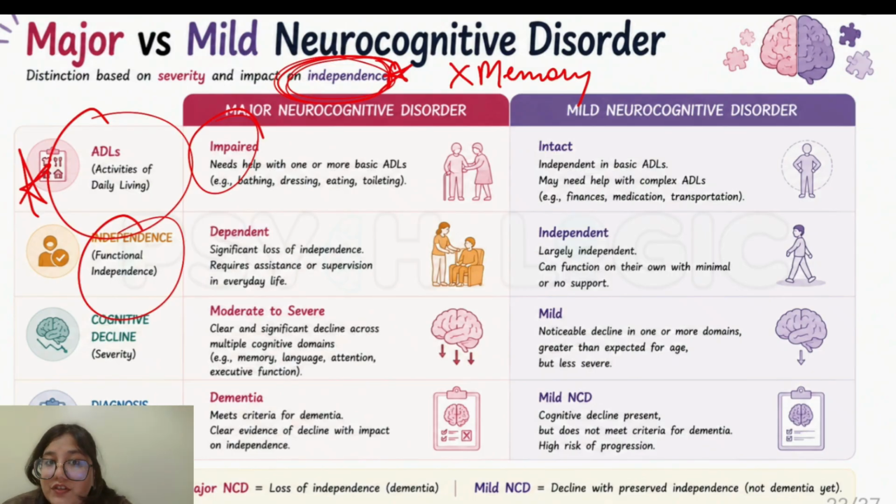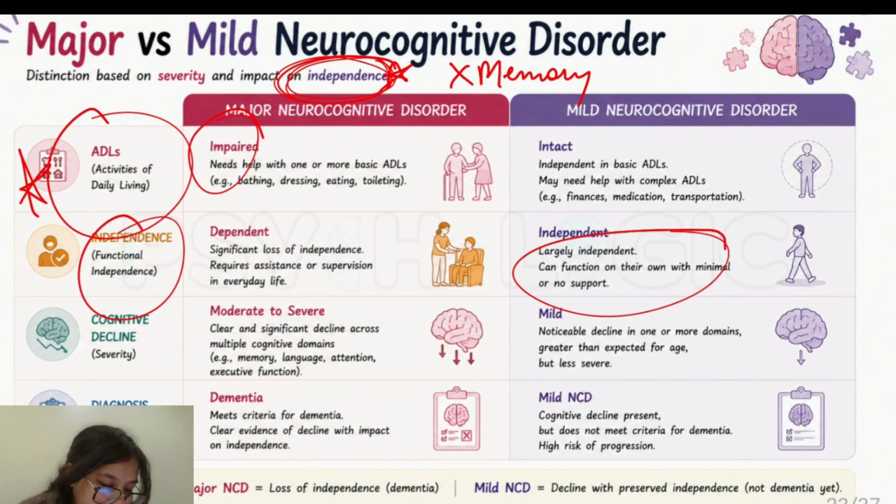Then comes independence. In major neurocognitive disorder, there is significant loss of independence. They're no longer able to manage their finances, remember their medicines, or travel alone. They often require some kind of assistance. While in mild, they often still have 80 or 90% independence. There are some limitations, of course.